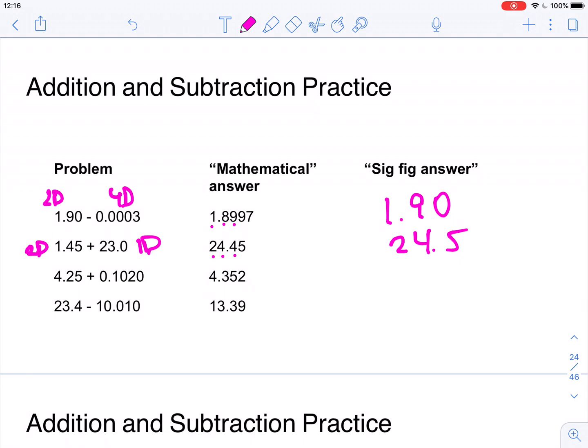For 4.25, I have 2 decimals. This has 4 decimals too. So 2 decimals in my answer. That 2 rounds me down. 4.35: 1 decimal here, 3 decimals here, 1 decimal in my answer. That 9 rounds me up, so 13.4.